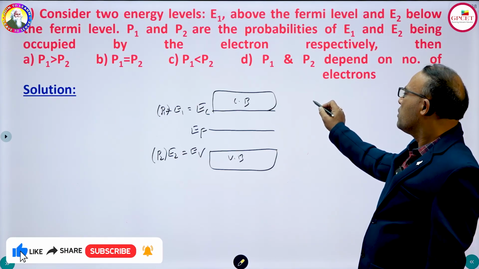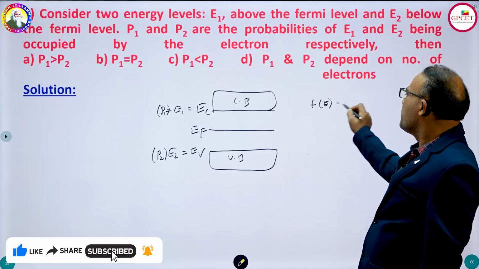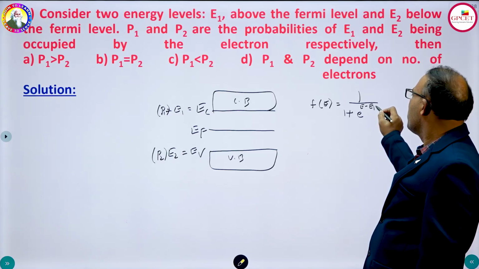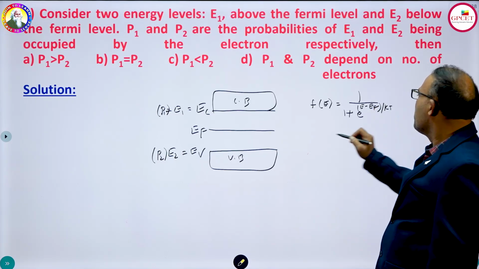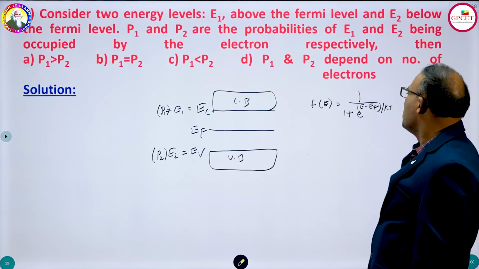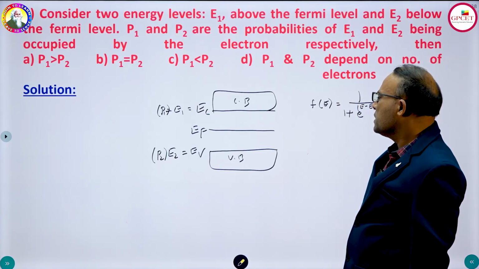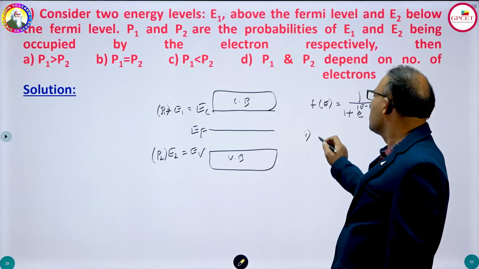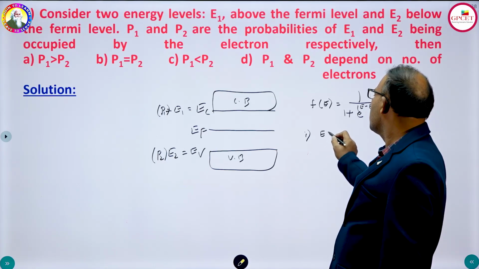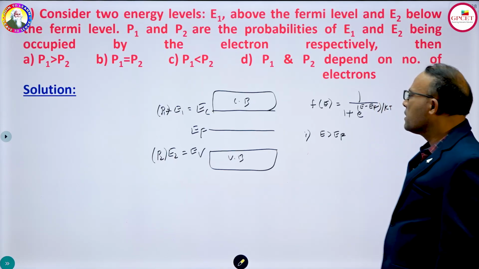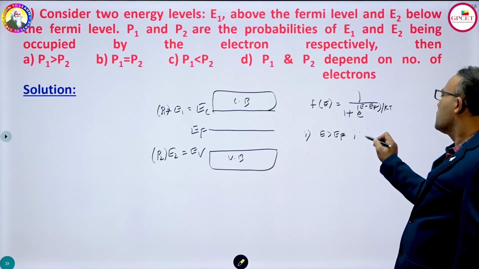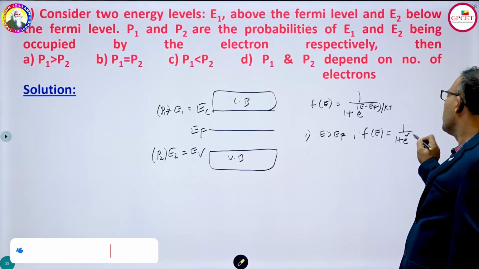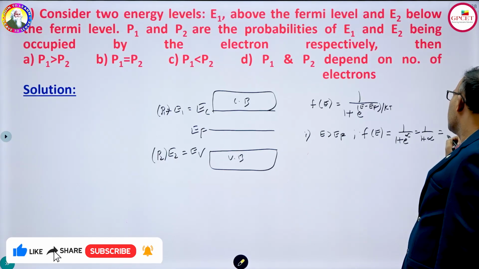As we have seen already, according to the Fermi-Dirac probability density function, f of E is equal to 1 divided by 1 plus e to the power (E minus EF) divided by kT. For the first case, if we treat E as greater than EF, then as we just learned about the Fermi level, f of E is equal to 1 by 1 plus e to the power infinity, which is 1 by 1 plus infinity, and that is equal to 0.